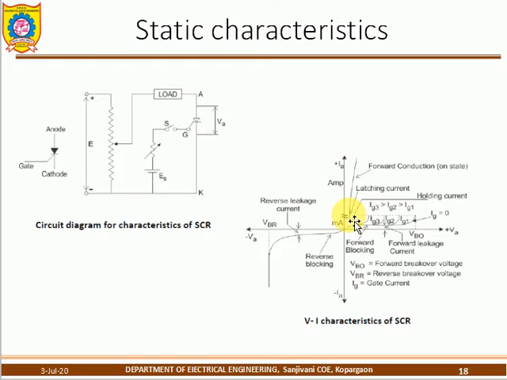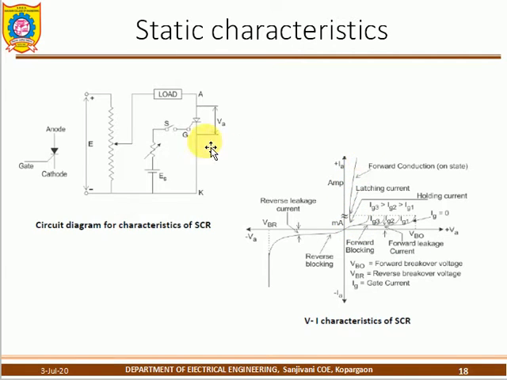Once it reaches 0.5 milliamperes, the SCR turns on immediately. Turn on means the current is permitted to flow from anode to cathode. So it immediately increases the anode current.